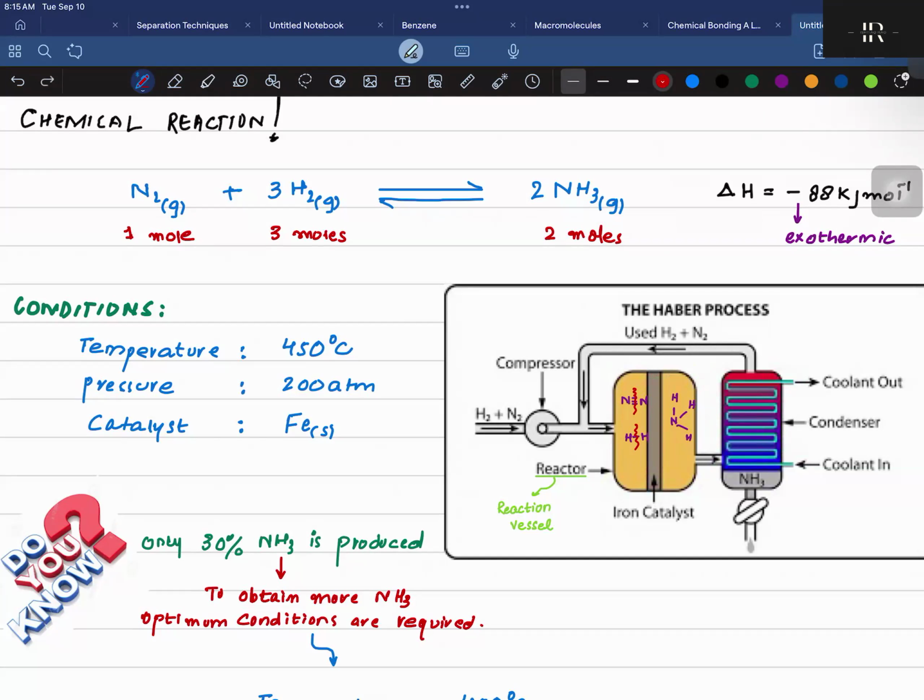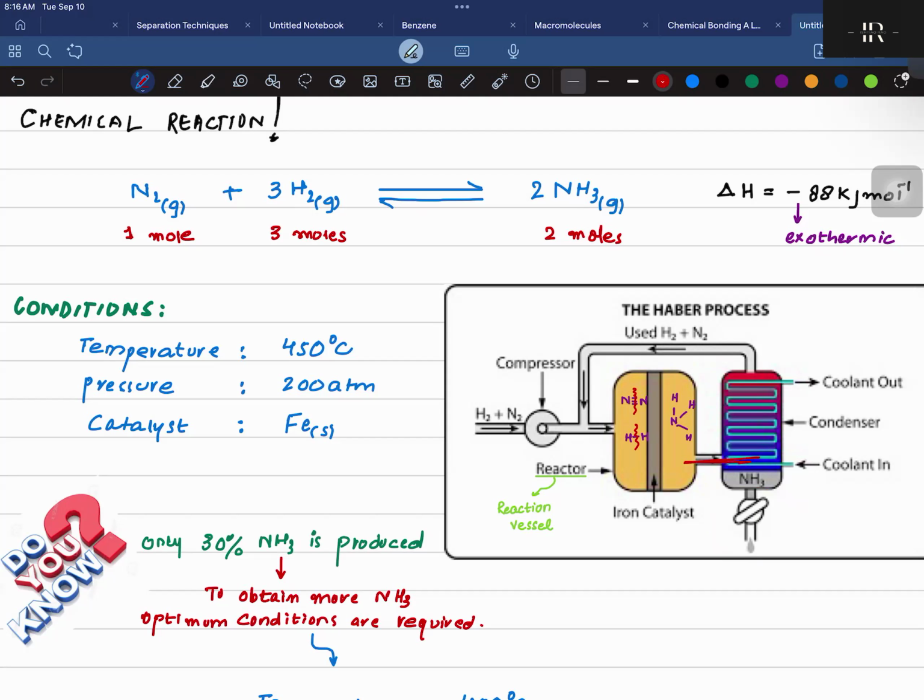So ammonia is a gas. I have transferred this ammonia into this container in which the ammonia gas would be converted into ammonia liquid, and we can easily separate out the ammonia liquid from this outlet. Remember, hydrogen gas and nitrogen gas would not be converted into liquid form, because this is a reversible reaction.